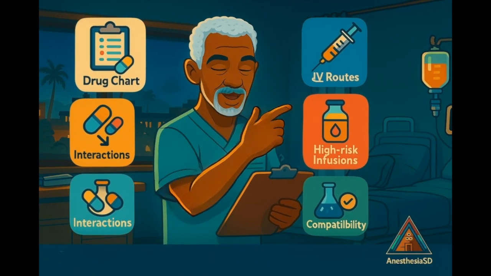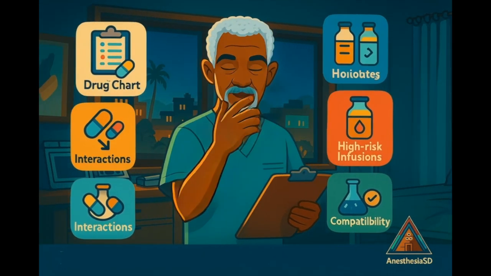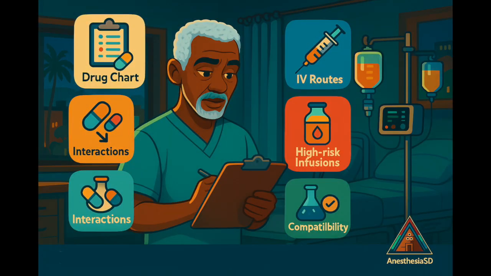Medication review is a fundamental part of the daily assessment in the intensive care unit because critically ill patients are highly vulnerable to drug errors, adverse reactions, and unpredictable pharmacokinetics. We begin by reviewing every prescribed medication, confirming the indication, the dose, the frequency, and the route of administration, ensuring that each drug is still clinically necessary and appropriately tailored to the patient's current physiological state.